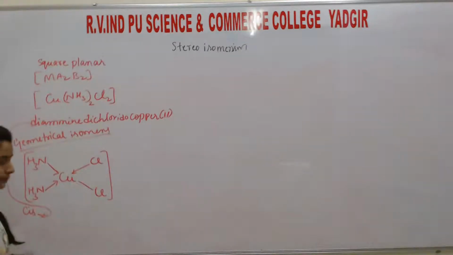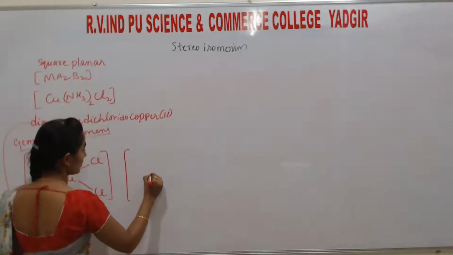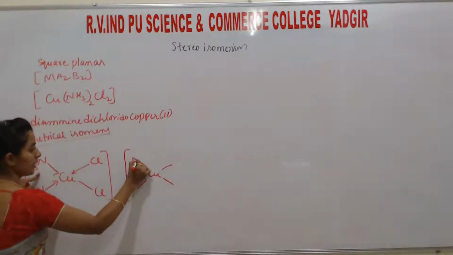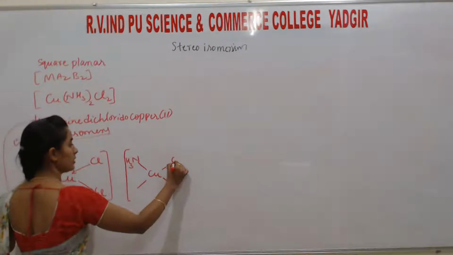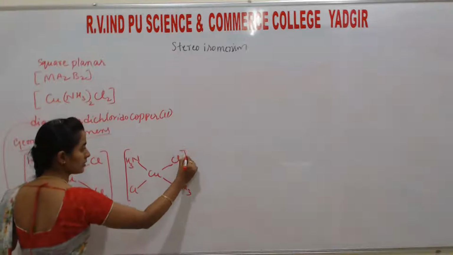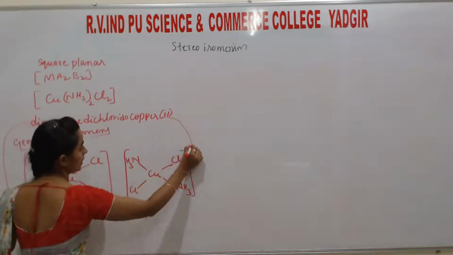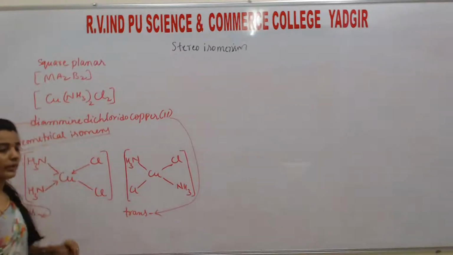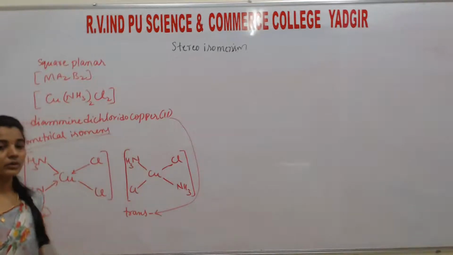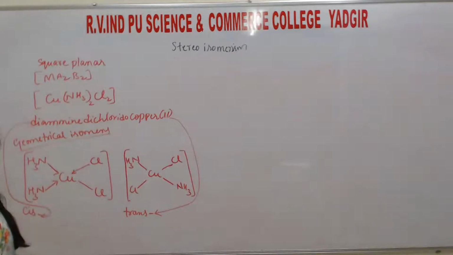Understand? Next. If you want to write the structure for the trans form, then here it is NH3, here it is Cl, then here it is NH3, here it is Cl, then this is trans followed by name of the complex. This is trans-diamminedichloridocopper(II). Understand? This is square planar structure.